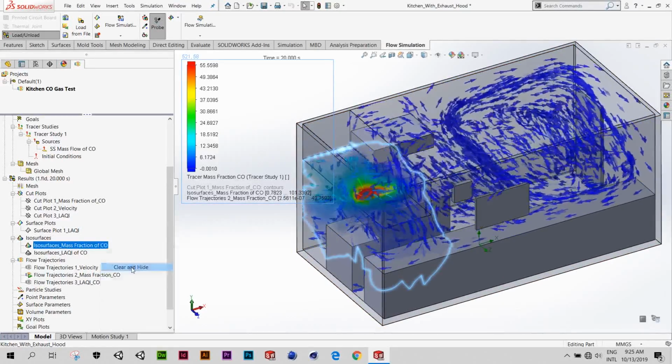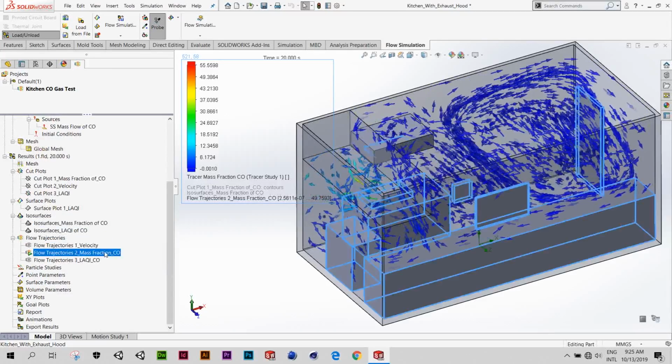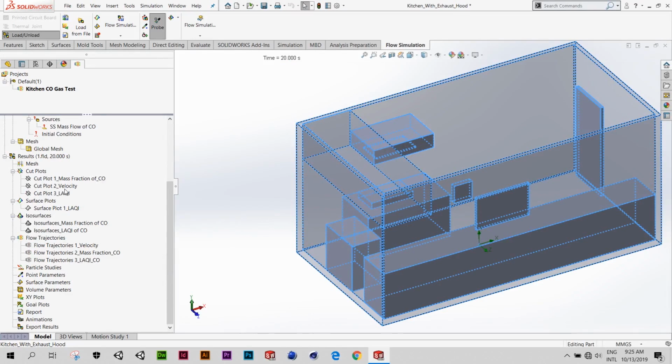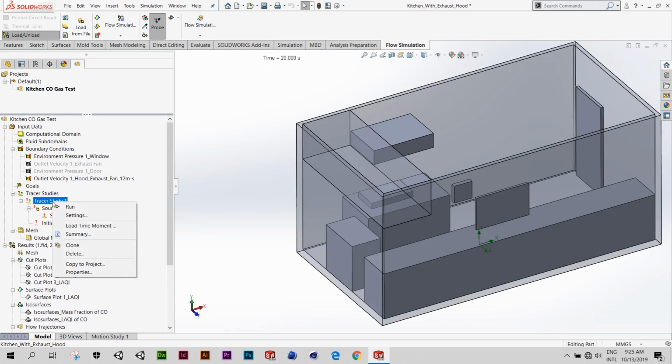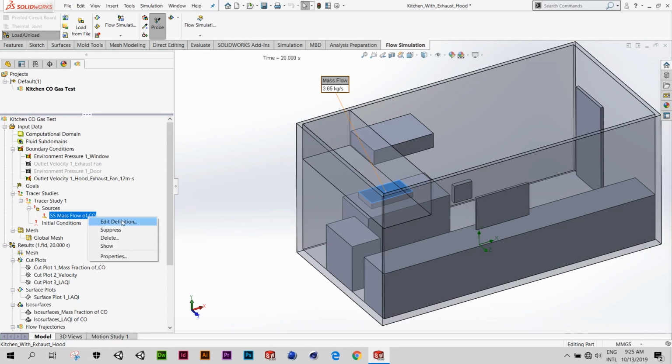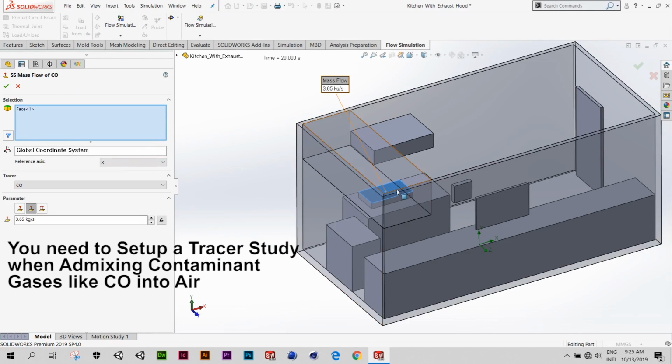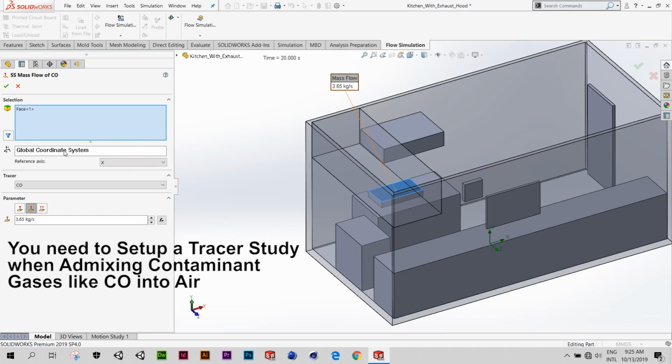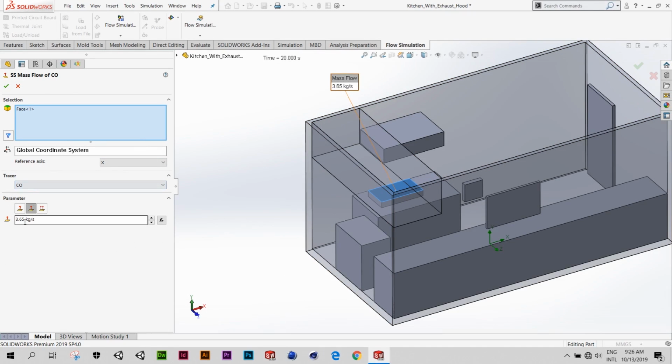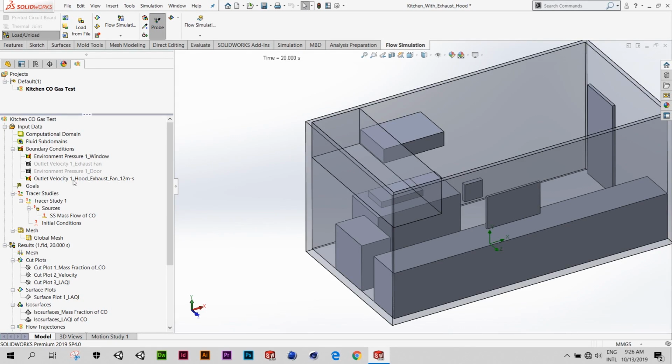Now I will close this and we will check the summary. I will also close this. As you can see, we will go to the tracer. I also used the tracer study here. This is the stove. I used carbon monoxide with a mass flow of 3.65 kilograms per second. This is a tracer study, but you need to solve the main study first, before solving the tracer study.